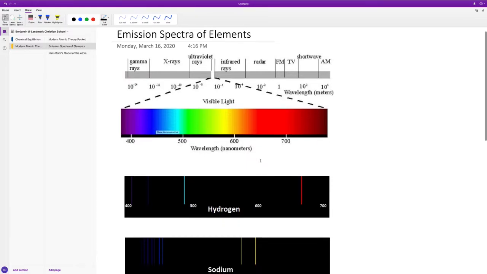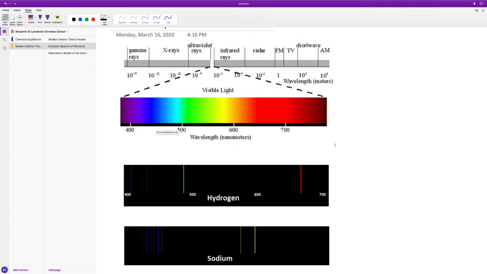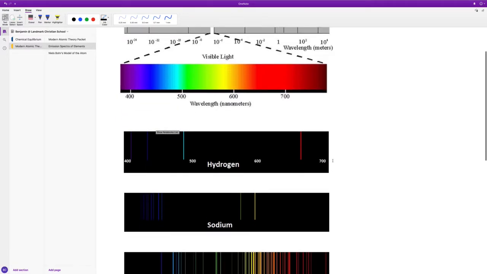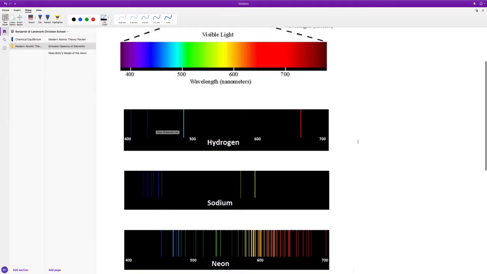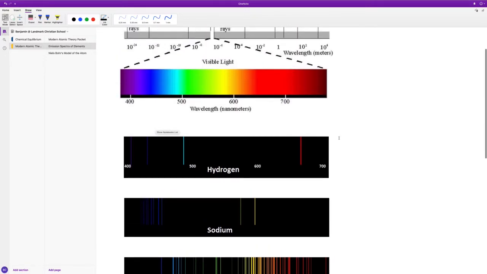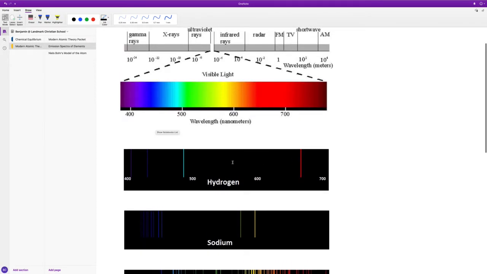Now, at some point in the 1800s, some scientists discovered when you heat up specific elements like hydrogen or sodium or neon, you don't get a full rainbow of colors coming off of them when you pass their light through a prism. You only get very specific colors of light. And in fact, no matter what you do to the element, so let's say we're talking about hydrogen, you can't make hydrogen emit any other colors of light than these 4 colors of light.